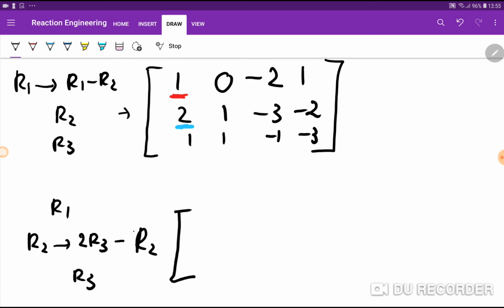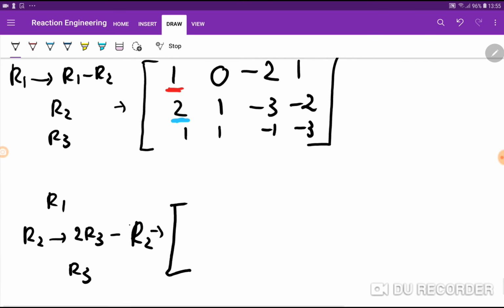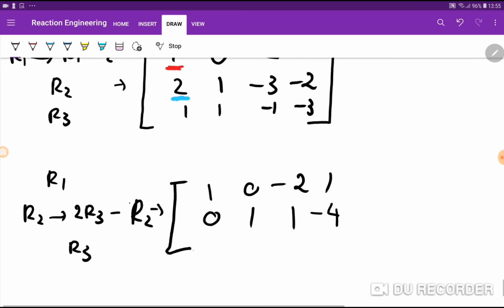So what does it look like? R1 stays unchanged. For R2, 2 times 1 minus 2 is 0, 2 times 1 is 2, 2 minus 1 is 1, 2 times negative 1 is negative 2 minus 3 is negative 5... then 2 times negative 3 is negative 6 plus 2 is negative 4. R1 I didn't do anything to, I just rewrite it.